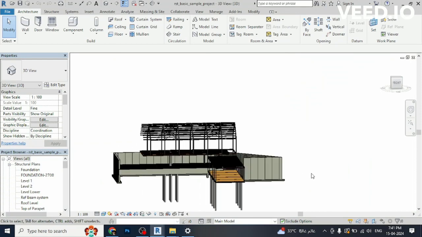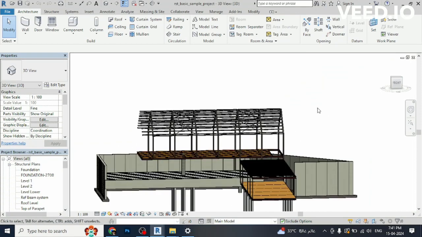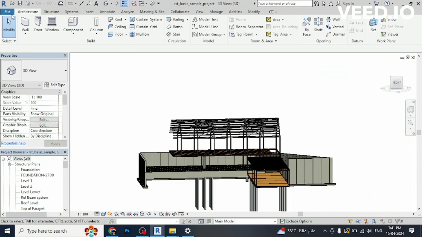In the next lecture, we will see the interface and some architectural tools for starting your project.